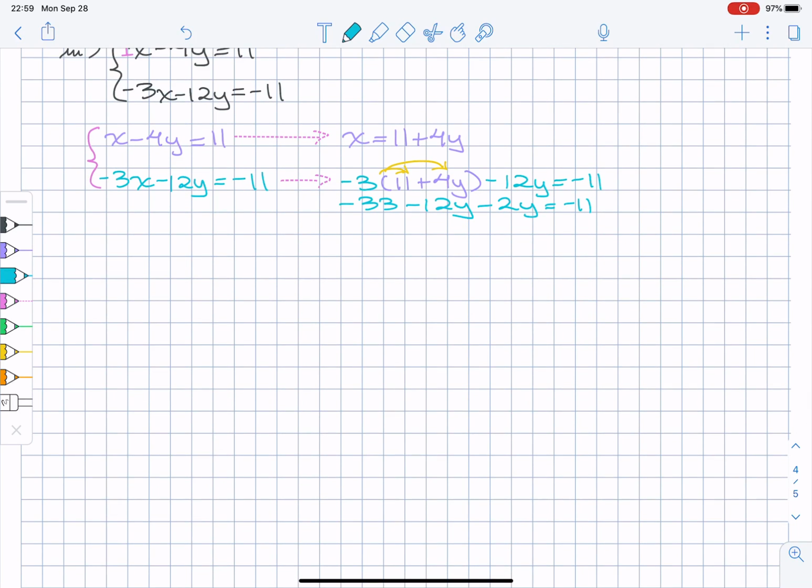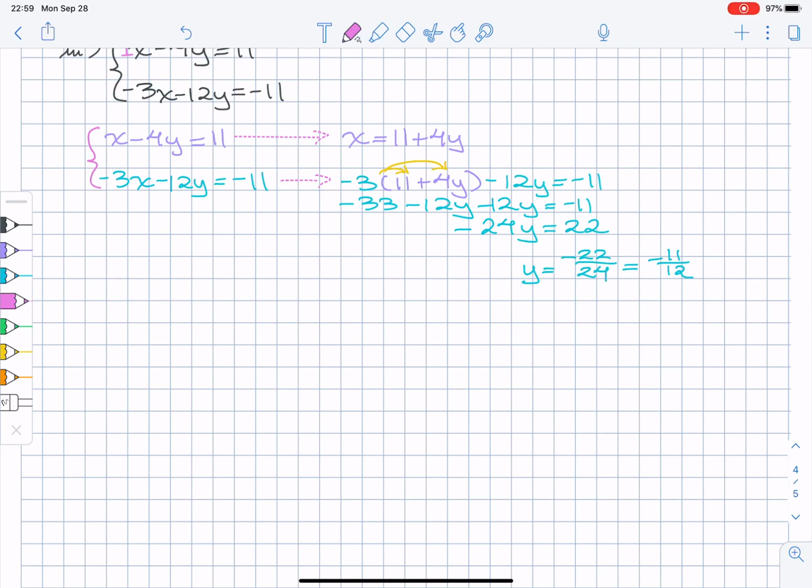Let's add 33 to both sides and combine like terms. So I claim this is negative 24y is equal to, well, what's 33 minus 11? It's 22. Oh boy, I didn't think this out well. Pardon me. So y is going to be negative 22 over 24. Well, that reduces because 2 goes into 22 11 times and into 24 12 times.